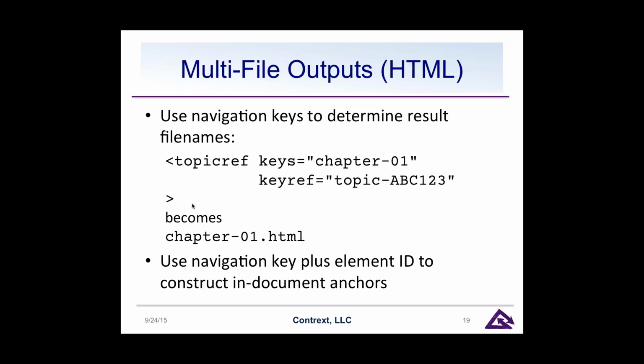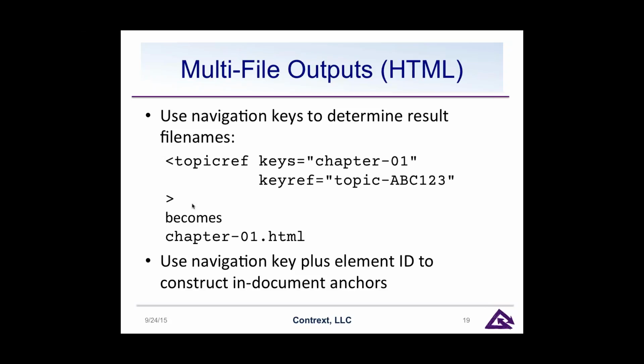The topic file name is topic ABC123. I want to generate chapter 1 HTML, not topic ABC123 HTML, right? And I can do that by using the value of the keys attribute to determine the result file name. And then I can also use the navigation key plus element IDs to construct the IDs for things below the topic level, right? And that's fairly straightforward to do.